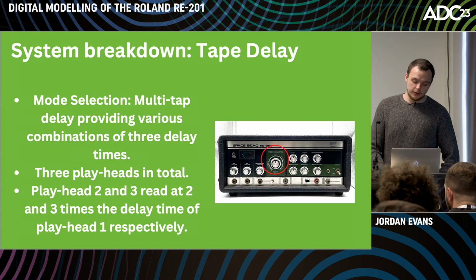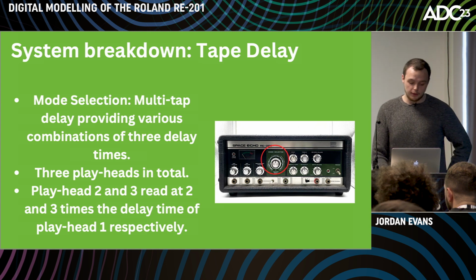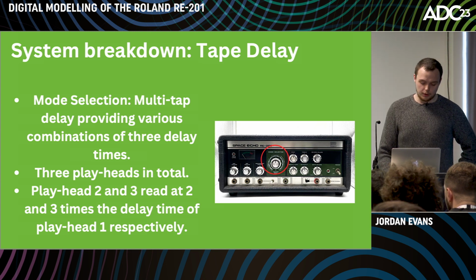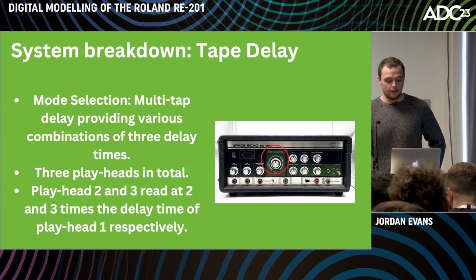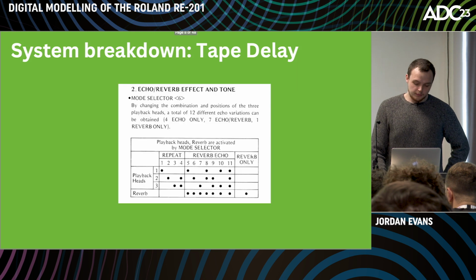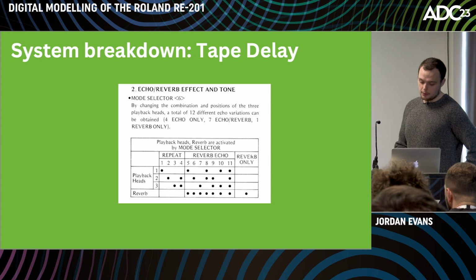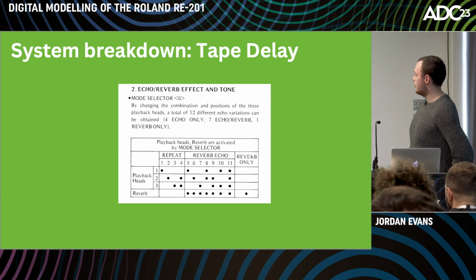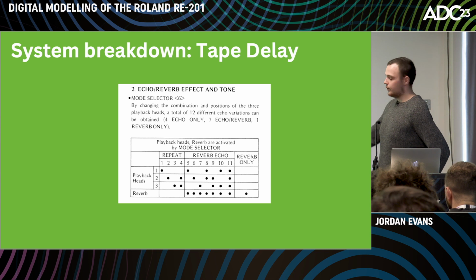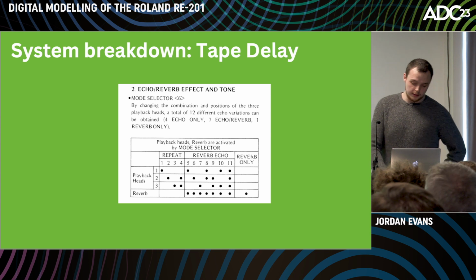The tape delay itself is a multi-tap tape delay, providing various combinations of three delay times. There are three playheads in total, and playheads 2 and 3 read at delay times 2 or 3 times the delay time of playhead 1. So here are the delay times and reverb combinations as per the spec of the Roland RE-201. As we can see, we've got 4 modes which are delay only, and then modes 5 to 11 have reverb and delay, and then mode 12 is reverb only.